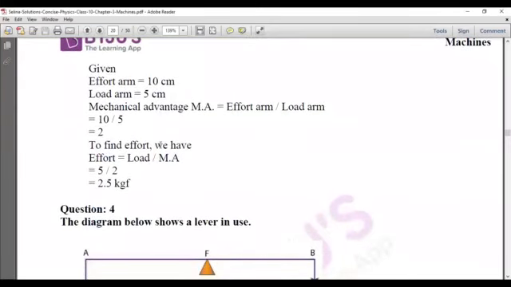Okay, to find the effort, what we need to do? We have a formula: mechanical advantage is nothing but load divided by effort. So we'll use that formula: effort is equal to load divided by mechanical advantage. So it is nothing but 5 divided by 2, since the load is 5 and the mechanical advantage is 2. So therefore the effort is 2.5 kgf.